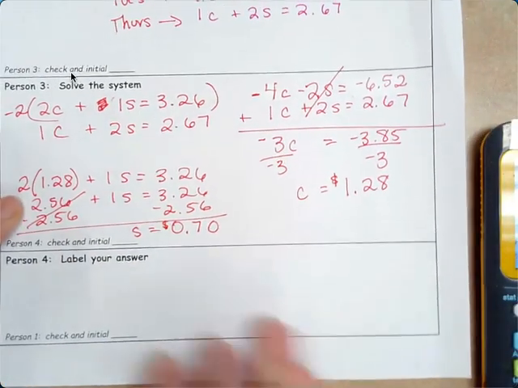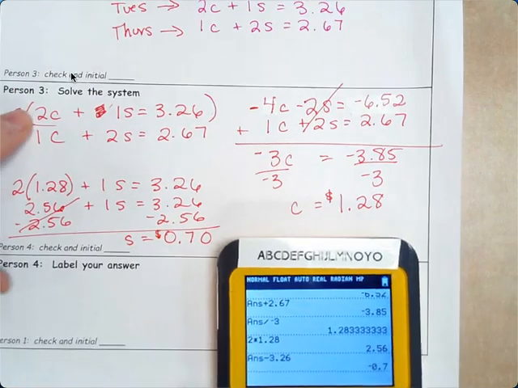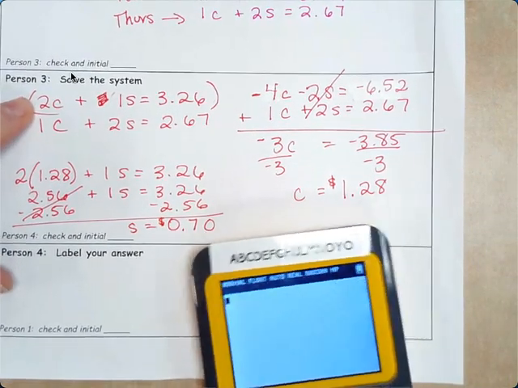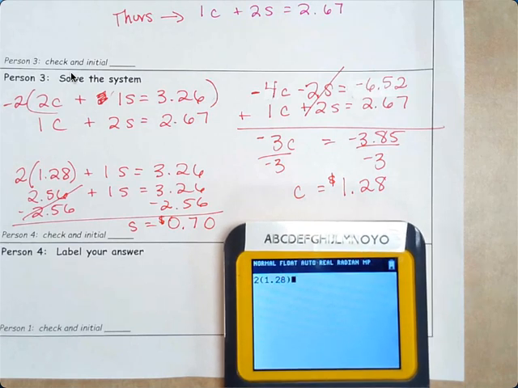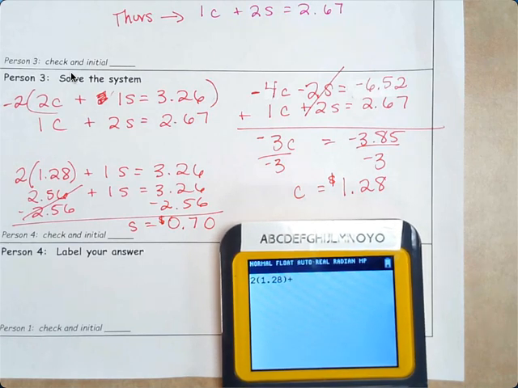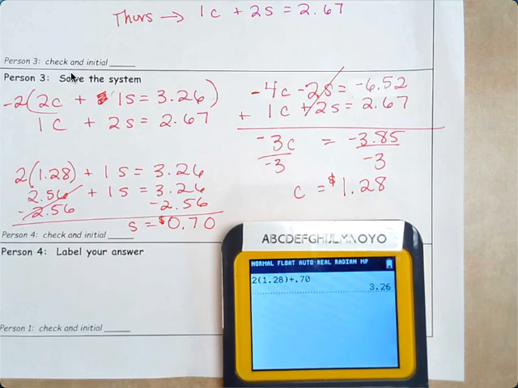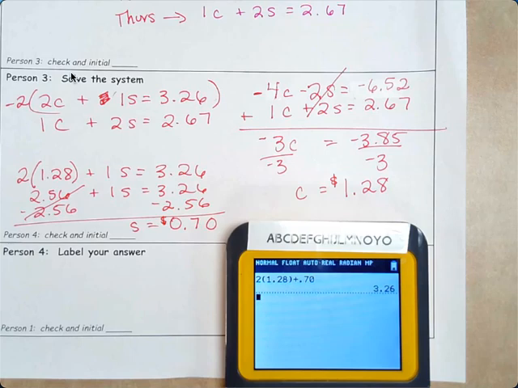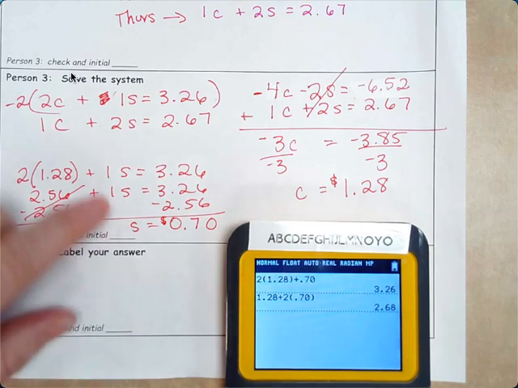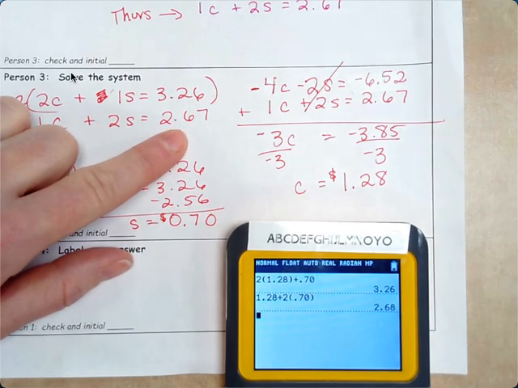So then we need to double check our work. So we need to do 2 times 128 plus 1 times 70 cents. See if that equals 326. And it does. And then you can check the other one. 1 times 128 plus 2 times 70 cents equals 268.